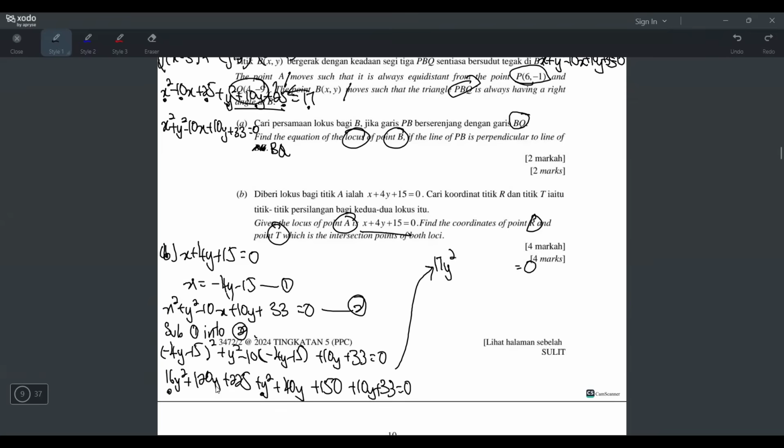And then the next thing I have to look at is y. So 120y plus 40y plus 10y. Use calculator: 120 plus 40 is 160, plus 10 is 170. So plus 170y. And then the last thing is the number: 225 plus 150 plus 33. You can use the calculator. You will get 408. So you will get positive 408.